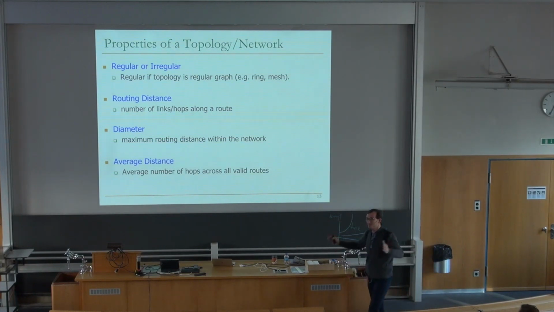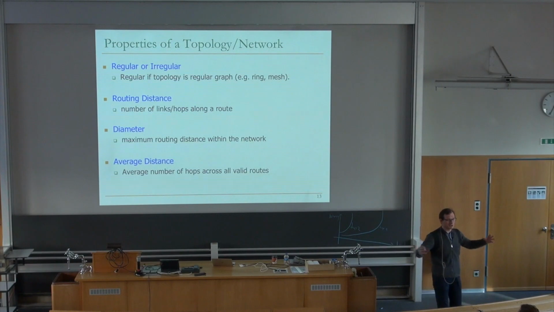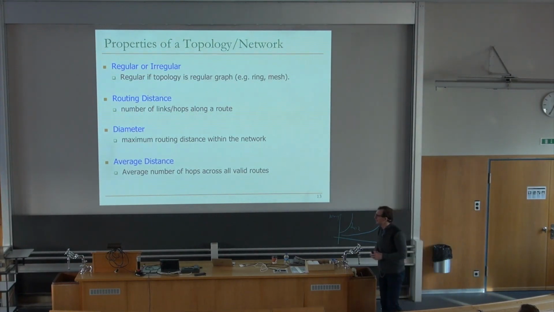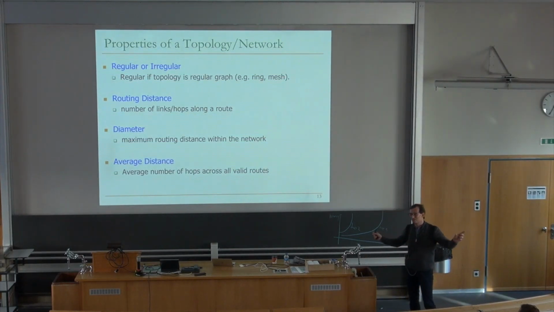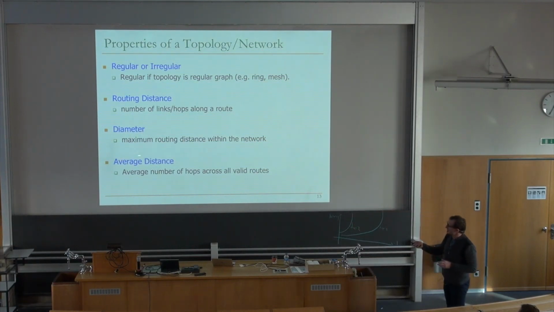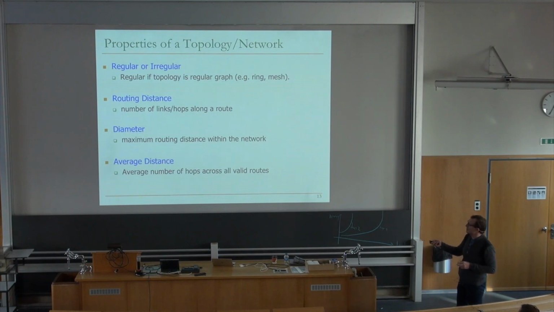Of course, as you scale up, it's hard to keep the diameter low because if you have a billion nodes, let's say, I'm just making it up, how do you actually ensure that every node is connected to every other within one hop? Diameter 1 requires you have only one hop between them, right? Not so easy. Average distance is the average number of hops across all valid routes.